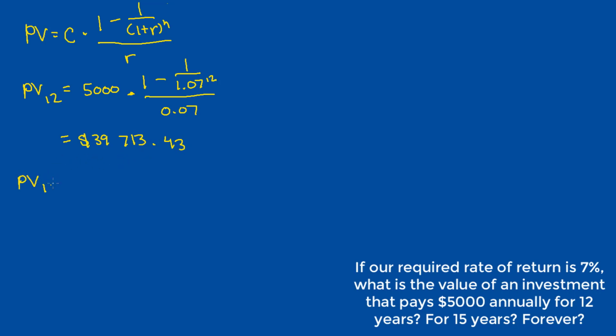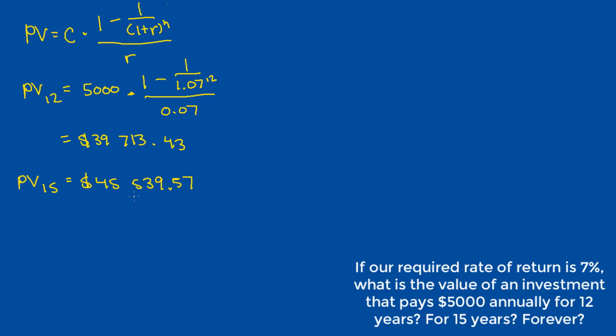Similarly, when we're calculating the present value for 15 years, we would keep all these variables the same. It would look exactly like this, except the exponent here would change to 15. And that should give us a value of $45,539.57.